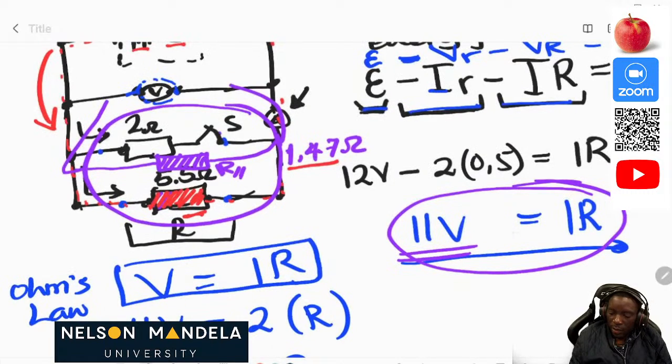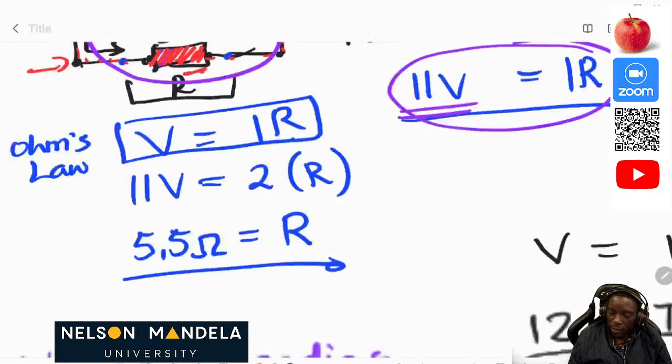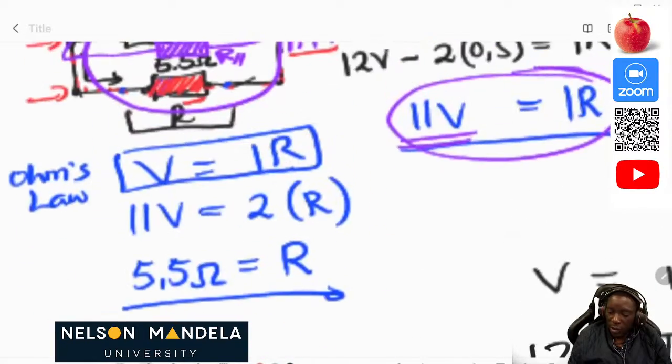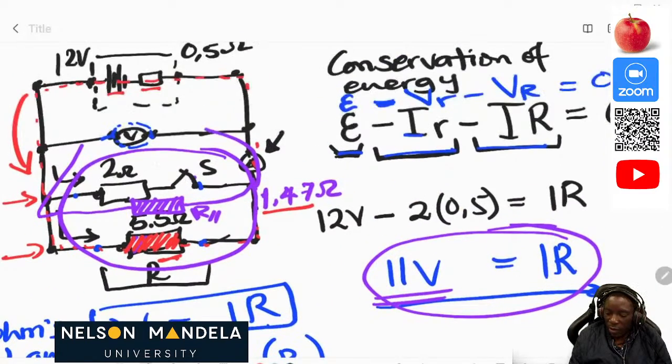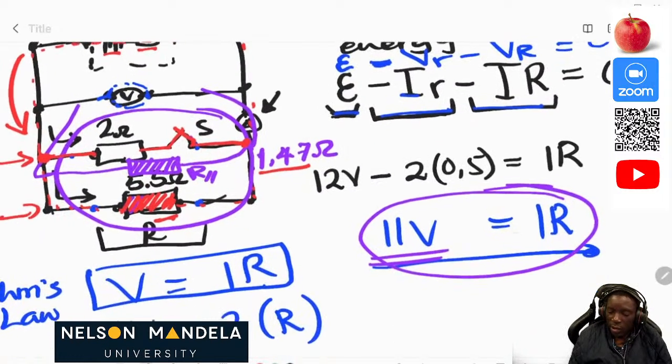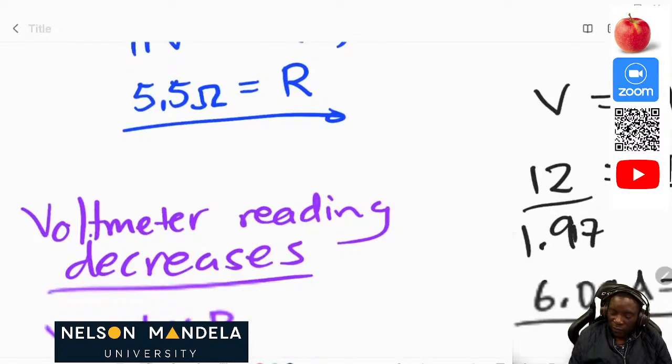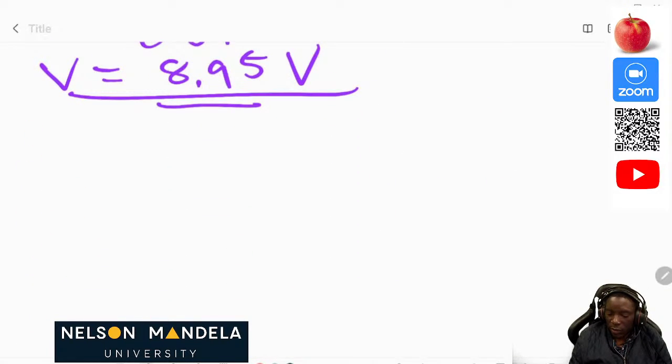the parallel limb, the one across the 2 ohm, still also has a voltage of 8.95. So there's a voltage of 8.95 across those 2 points. The voltage across the resistor connected to a switch is still 8.95. It's the same as that across the 5.5. So we can find the current through each part.